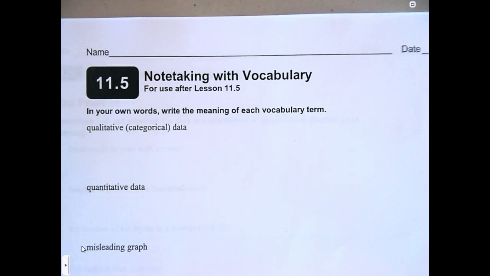So today is 11/5, and stay focused. Okay, we're dealing with choosing data displays, and the reason why I gave you this sheet on the way in is because it has a list of a bunch of data displays.